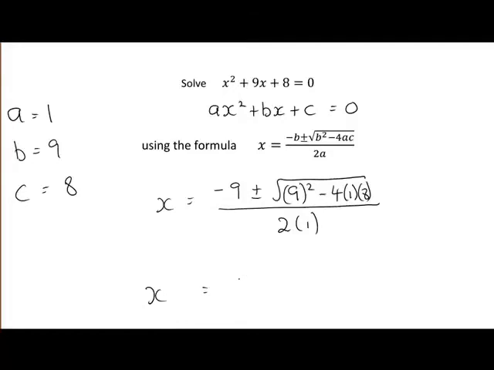Moving on, we have minus 9 plus or minus. Next we figure out what's inside the square root. So we know 9 squared is 81. Minus 4 by 1 is minus 4 by 8 is minus 32. It's all over 2 times 1, which is equal to 2.